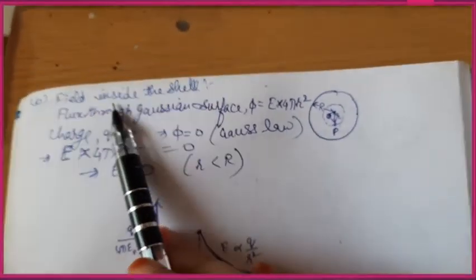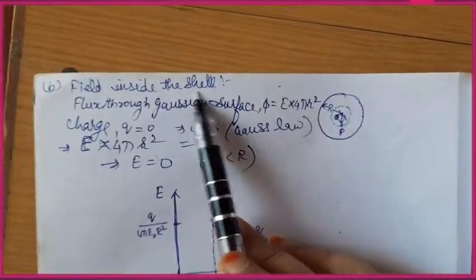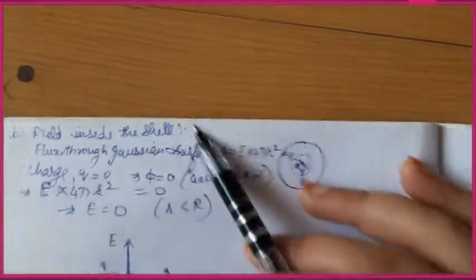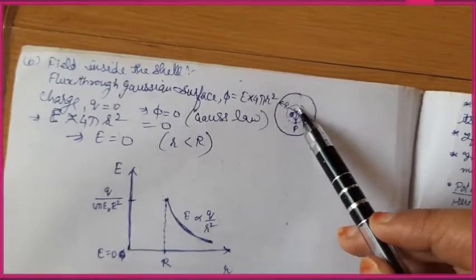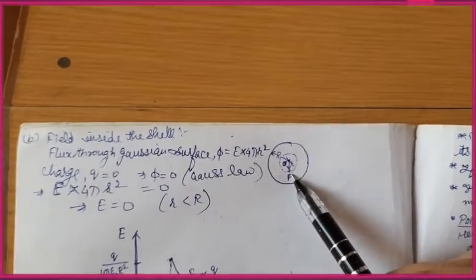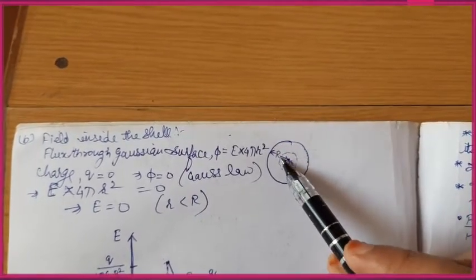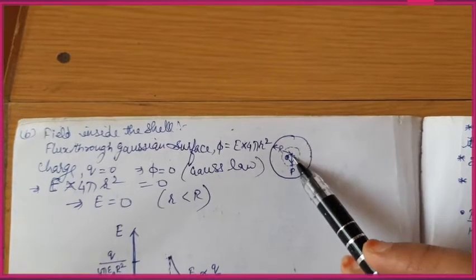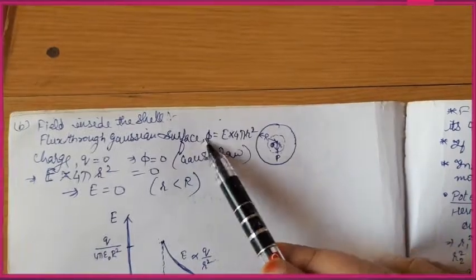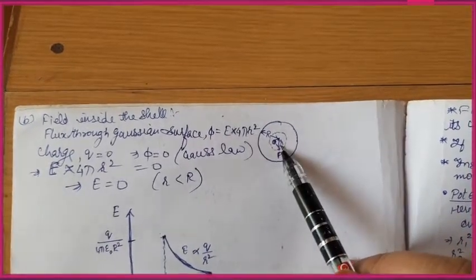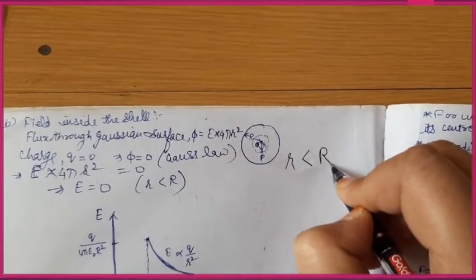Now the next part is field inside the spherical shell. We have already determined the field outside the spherical shell. Now field inside the spherical shell. So we take the same spherical shell of radius capital R, but since our point at which we are determining the electric field is inside the shell, we take the Gaussian surface inside the shell of radius small r. Now flux through Gaussian surface, again same procedure, because the radius of Gaussian surface is small r. Here small r is less than capital R.